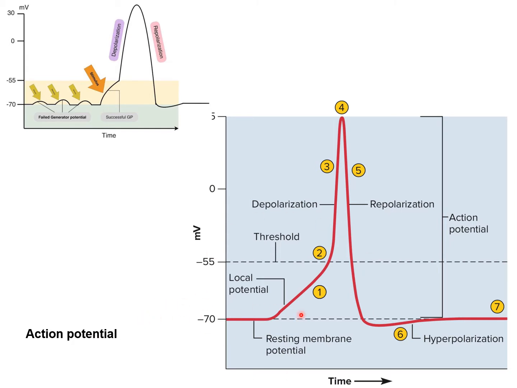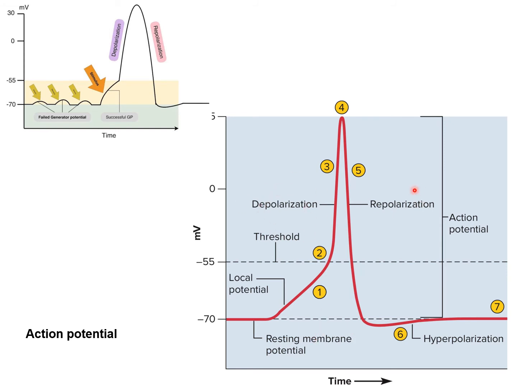Then, so this is the resting membrane potential at minus 70. Then we have a threshold potential, which is a value defined by a millivolt number, minus 55, after which the neuron is going to shoot an action potential. An action potential has a rapid depolarization and repolarization.